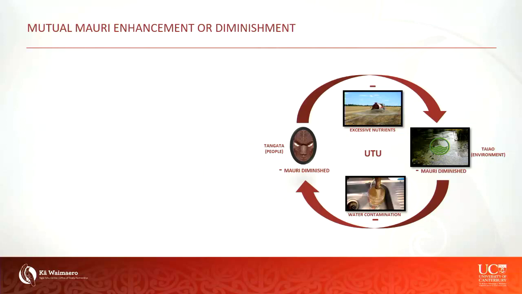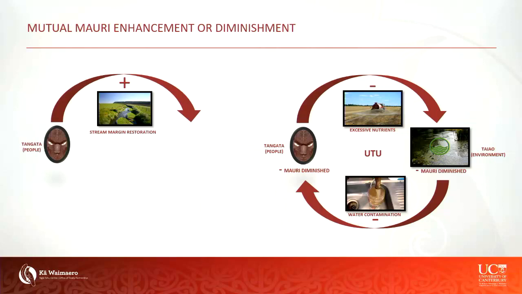Imbalances always need to be addressed, and a negative action will be followed by a negative consequence. The same thing can work the other way. So here we have people taking positive actions. And in this case, they're restoring a stream margin back into native forest. And what we can say is that stream, as a consequence, its mauri gets increased. So the mauri of the environment increases.